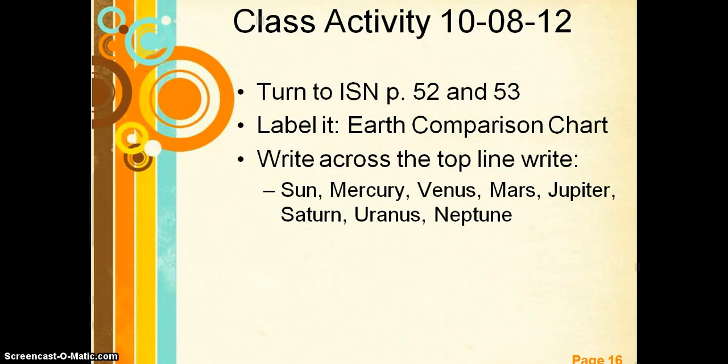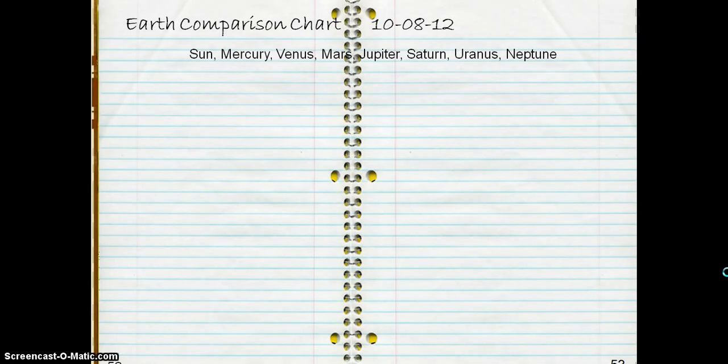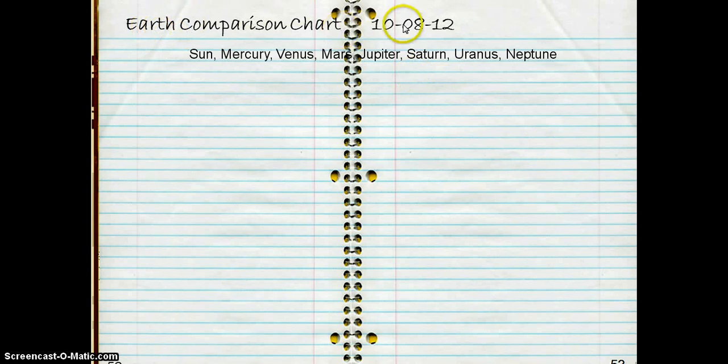Across the top of both pages, you're going to write the title Earth Comparison Chart. On the first line beneath the title, please write out the other objects that are in our solar system: the Sun, Mercury, Venus, Mars, Jupiter, Saturn, Uranus, and Neptune. You can pause the video here to complete this page. This is what your paper should look like when you have set it up correctly. We have our title here, our assignment date, and the other objects besides Earth that are in our solar system.